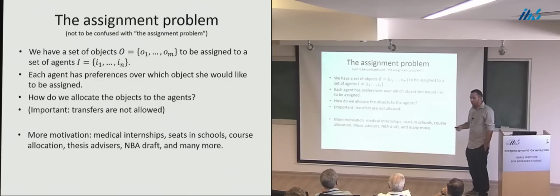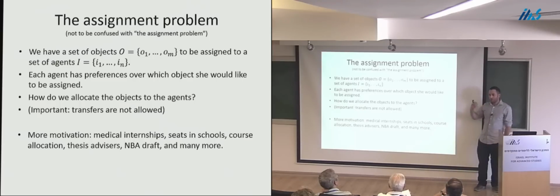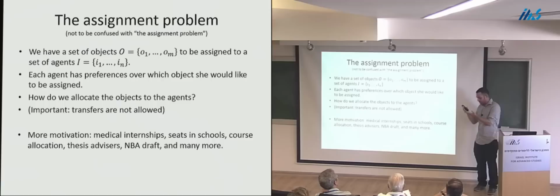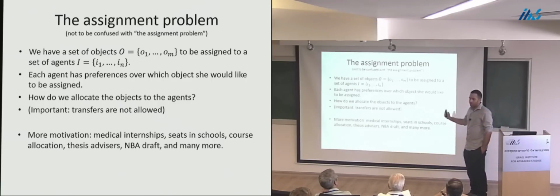There is apparently also a problem of assigning students to thesis advisors at the Hebrew University. So this is another opportunity to think about the assignment problem. The NBA draft is another example, even though players actually have preferences over where they're assigned at the point in time in which they conduct the draft, it's the teams that choose the players, okay? And there are many more examples.